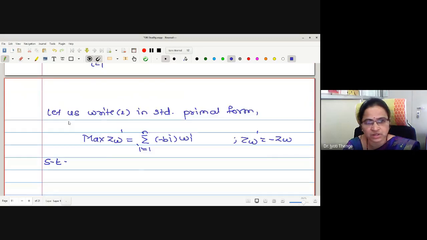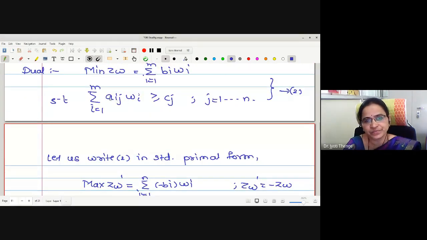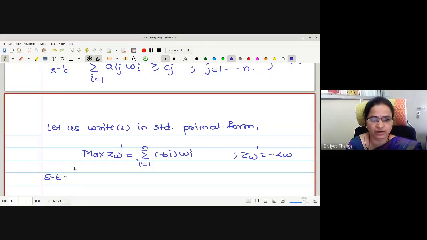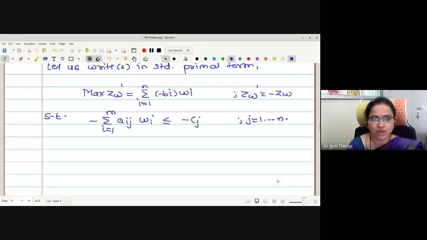Now what is the effect on the constraint? We want to change this greater than or equal constraint to less than or equal. Therefore, let us multiply by negative. Summation, i equals 1 to m, of aij wi less than or equal to minus Cj, j from 1 to n. Is it okay? Now this is the standard form. Now we will find its dual.